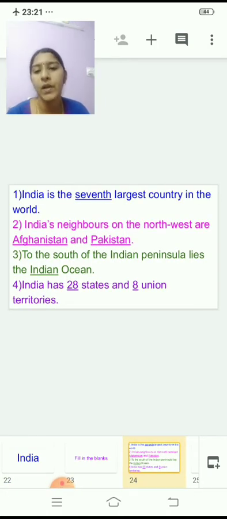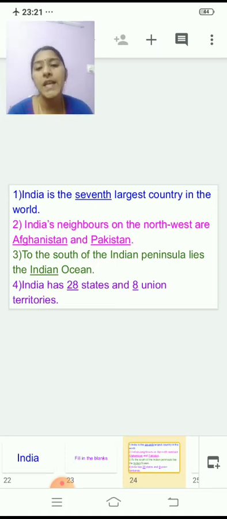The first one, this we have already done. Most of you would have finished studying these lessons and notes, because you are going to have your exams, so you are just doing a revision of it. India is the dash largest country in the world. So, India is the seventh largest country in the world.